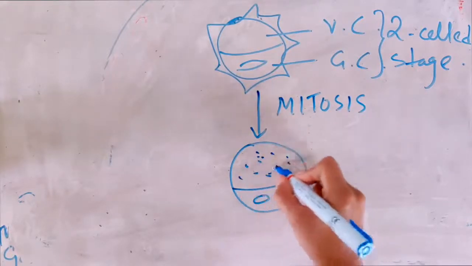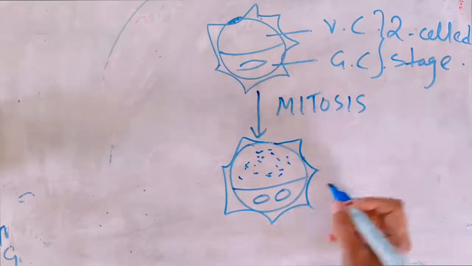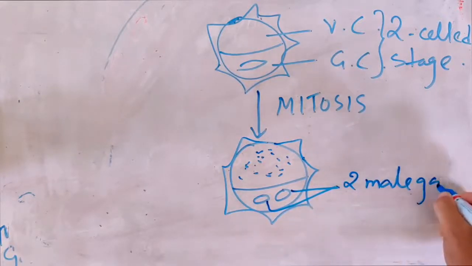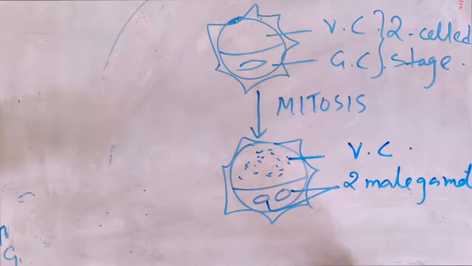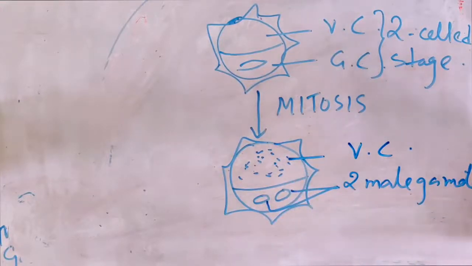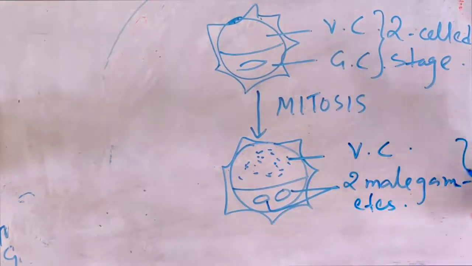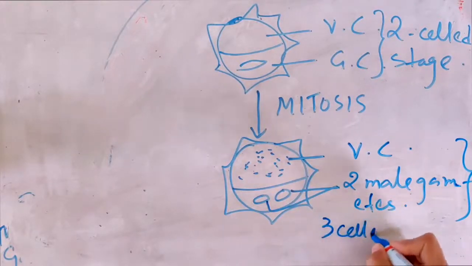Two male gametes. The generative cell gives 1, 2, 3 cells. Male gametes. So this is the three cell stage: 1, 2, 3. Three cell stage.